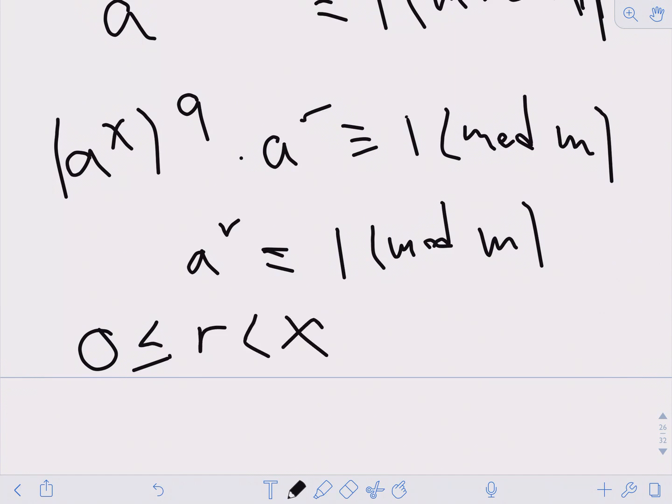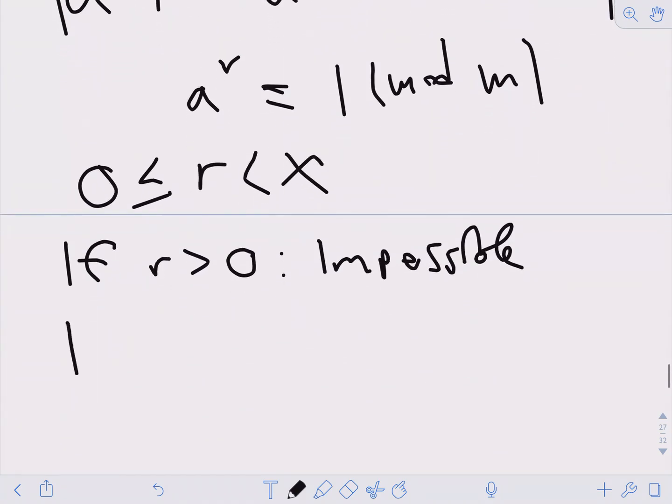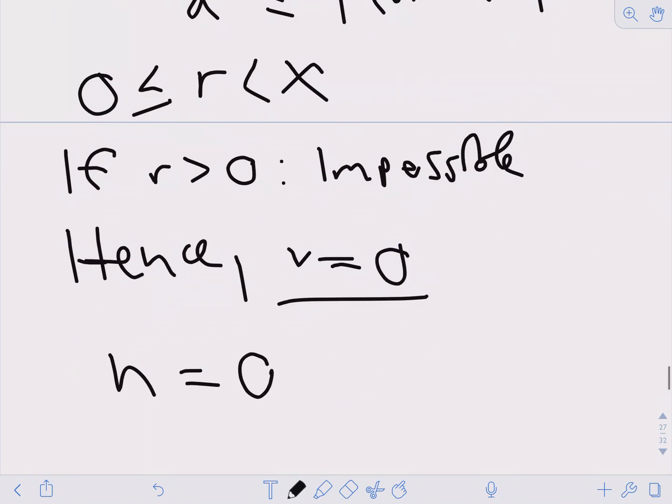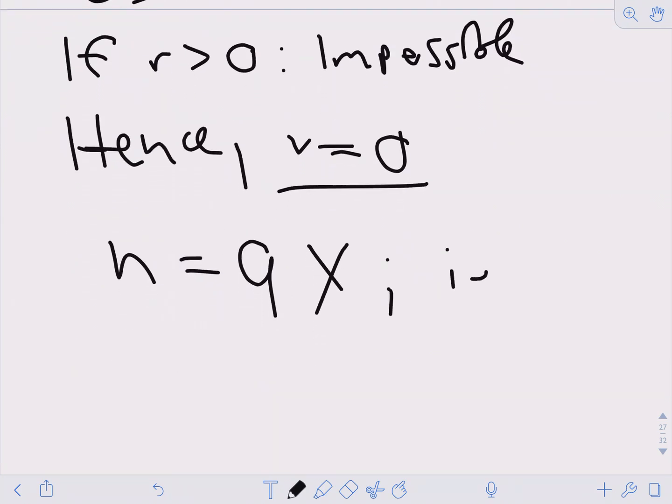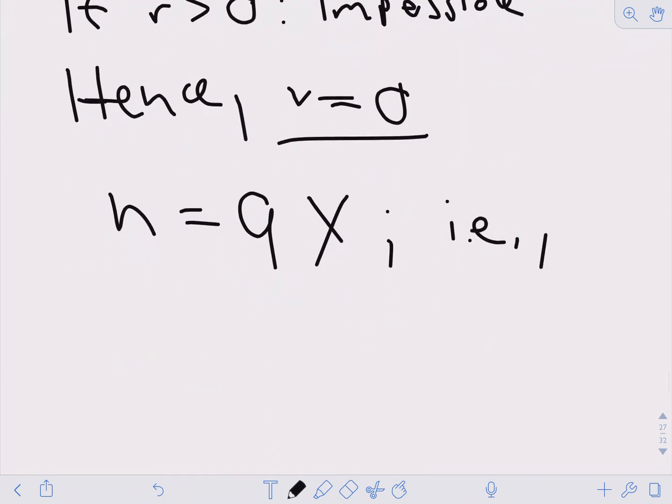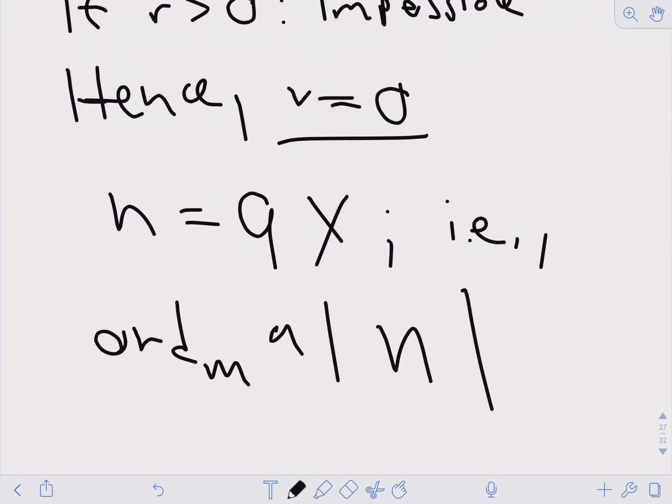However, if r were greater than 0, then x could not be the order of a mod m, because r would be a smaller positive integer for which a to the r would be congruent to 1 mod m. That would contradict the fact that x is the smallest such integer. So this is impossible. Thus, r must be 0 and n equals qx. That is, the order must divide n.